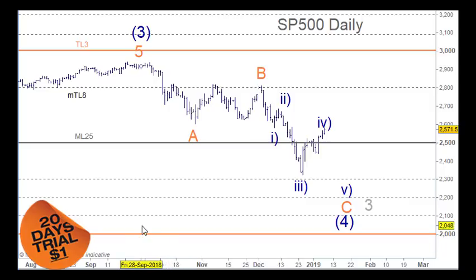And this is our primary count here, where we have wave 3 here, an A wave, a B wave, and then 5 waves down for the C wave here, which will be wave 1 and 2, and 3 and 4 here. And then we're still looking for one more move to the downside here. So we really need to have that top in place here right now.